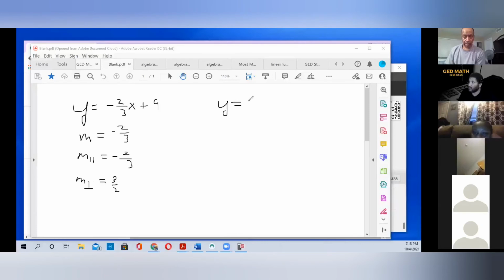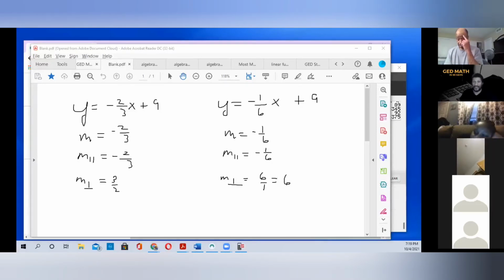So what they've been doing, they've been giving you stuff like this. Watch this. y equals minus 1/6 x plus 9. What's the slope of this line? Negative 1/6. What is the slope of a parallel line? Negative 1/6, because parallel lines have the same slope. And what's the slope of a line that's perpendicular to this line? 6 over 1. The negative becomes positive. 6 over 1 is the same as 6.